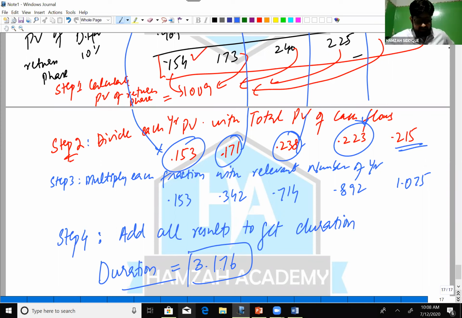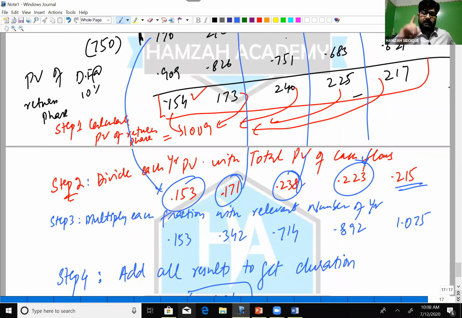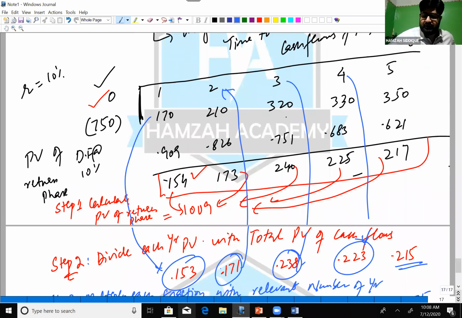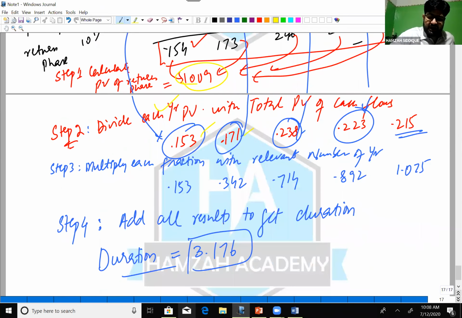I will repeat once again. First of all, we calculated present values of the return phase. We got the total of all that. Then we divided each year's present value by the total present value. We got fractions. Then we multiplied each item with the relevant number of year. So we got these amounts, and the sum of all these is the duration, the weighted average time.